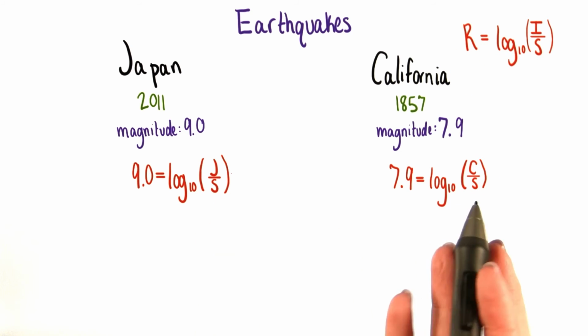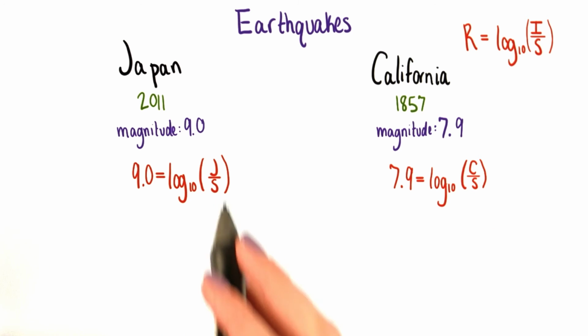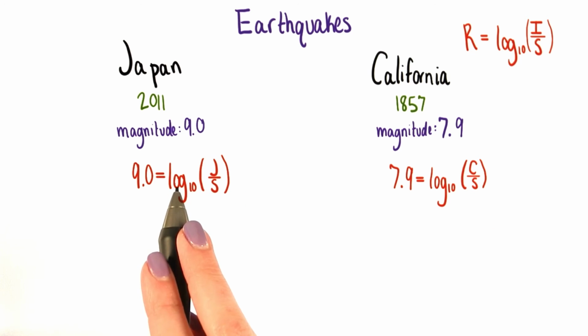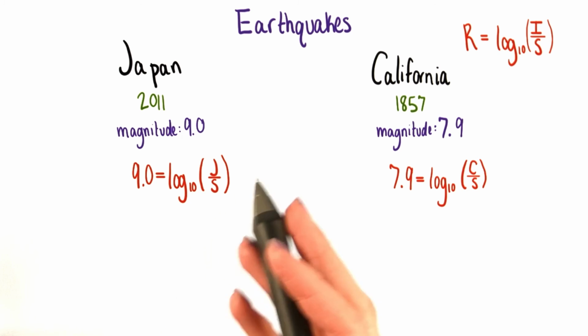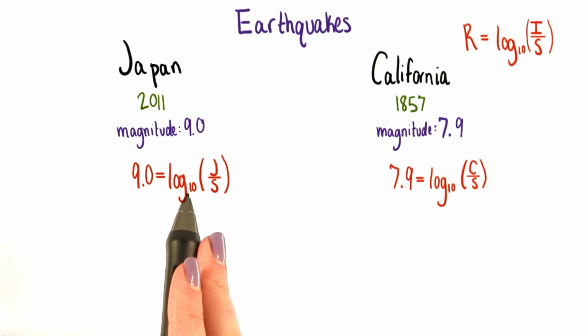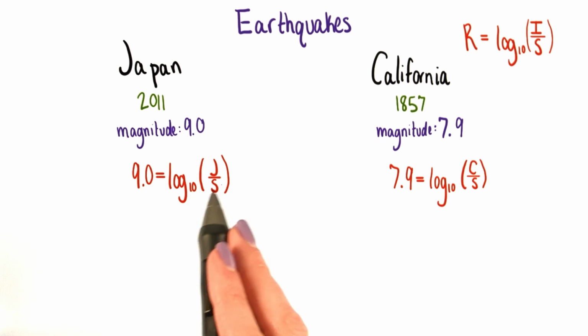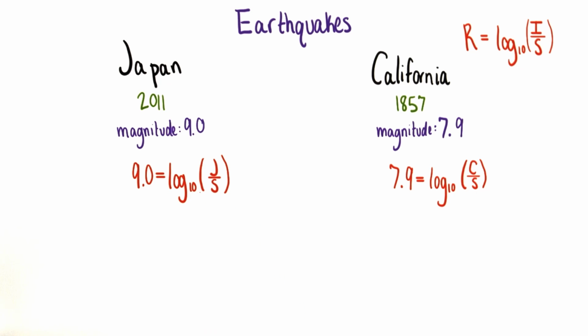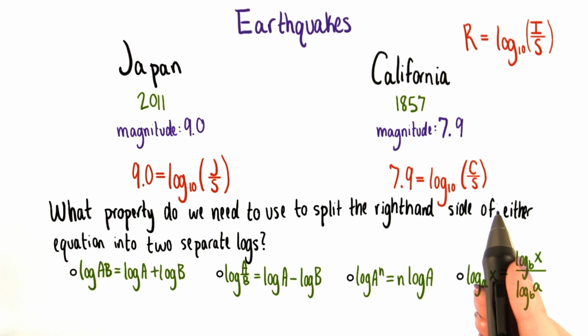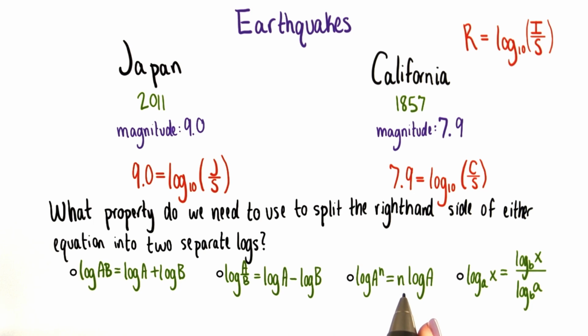Now notice that in both of these log equations, we have a fraction as the input to the log. What we're going to want to do first is to split each of these up into two separate logs, since otherwise we're not going to be able to get rid of the S. So which property do we need to use in order to do that? Should we use the product property, the quotient property, the power property, or the change of base property?